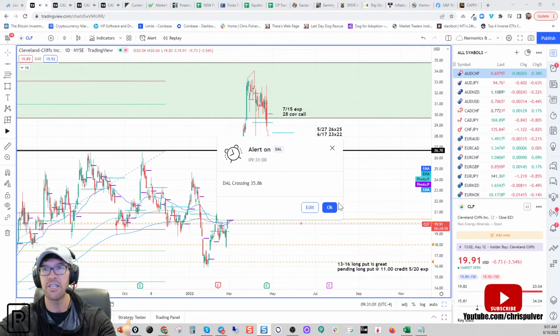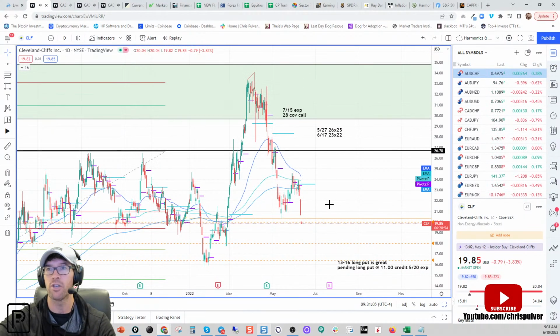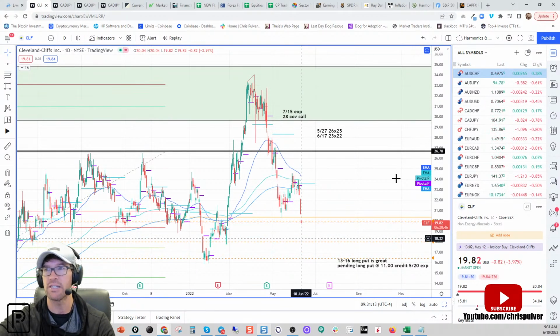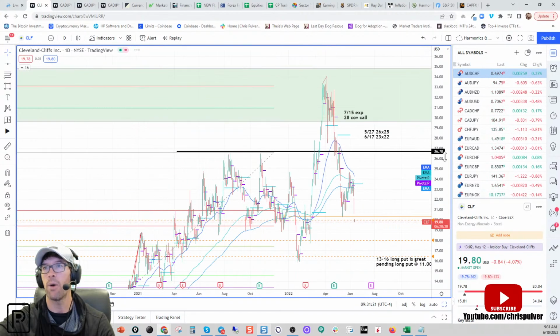Delta, IP, CLF, X, all these are at fresh lows, and I'm looking to manage some long puts in the process. These are all stocks that I want to own. Okay? So I'm going to let them flush a little bit lower. Let's see how ugly things get today. And probably by maybe late morning, I'm looking to cash in on some long puts. Okay. How bad do they get?